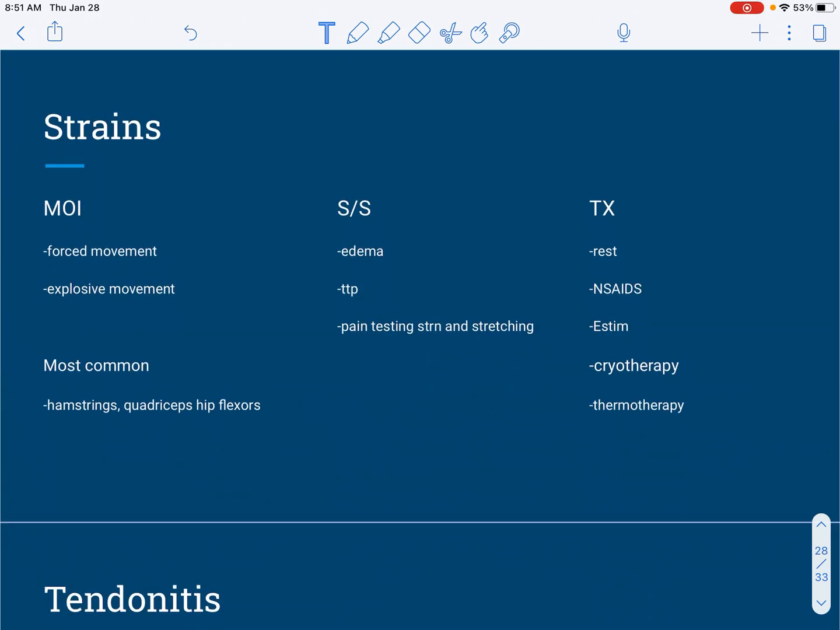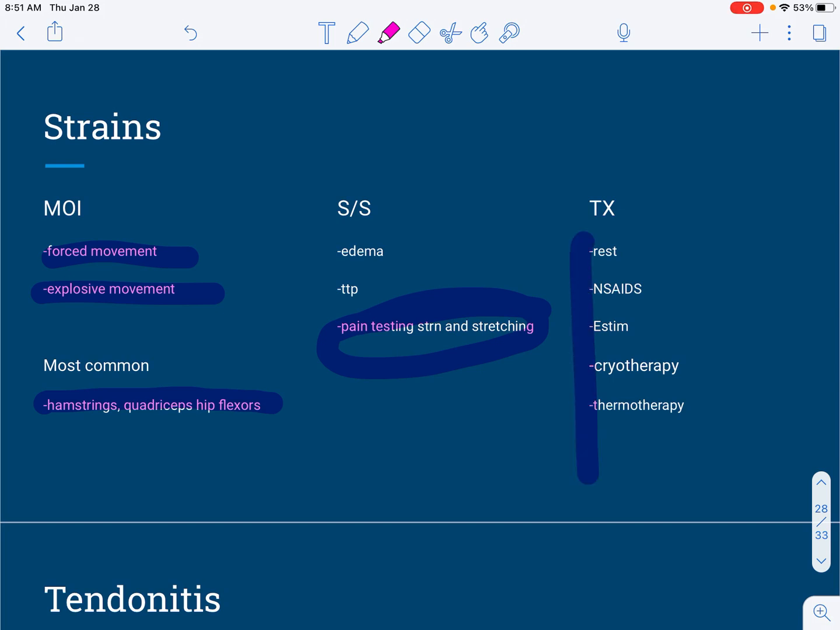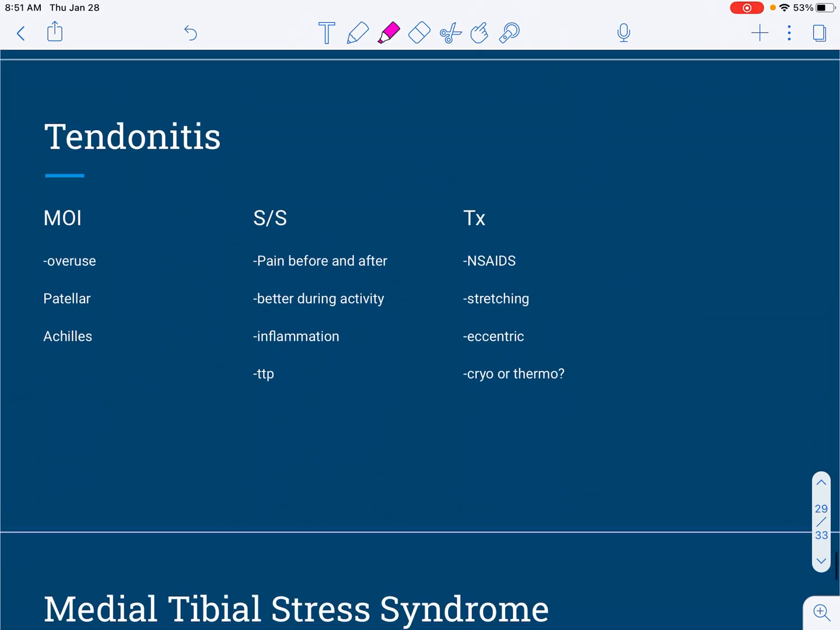So strains, most common strains are hamstrings and quadriceps. Forced movement or explosive movement, probably not warmed up enough. Signs and symptoms, the biggest thing is when you test for strength and stretching, that's when you're going to know if it's strained or not. Treatment, it follows kind of the same treatment: cryotherapy, thermotherapy, E-stim, NSAIDs, all that stuff.